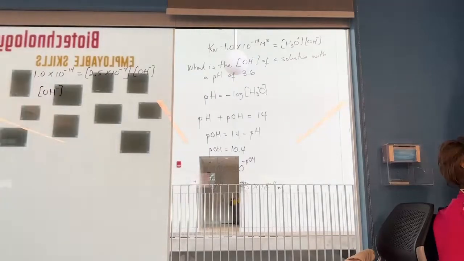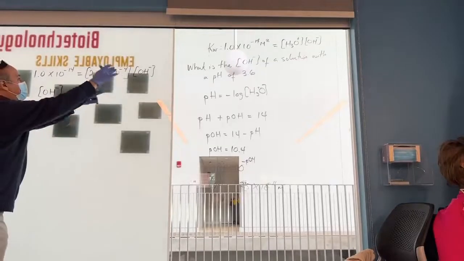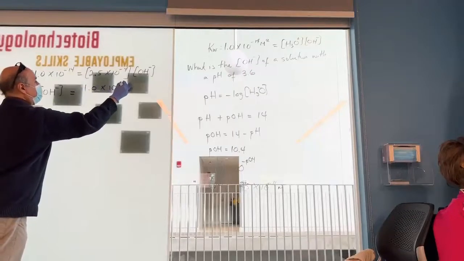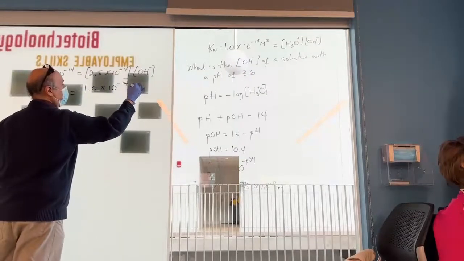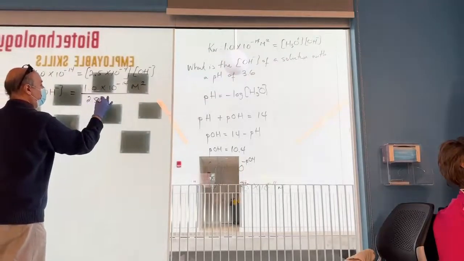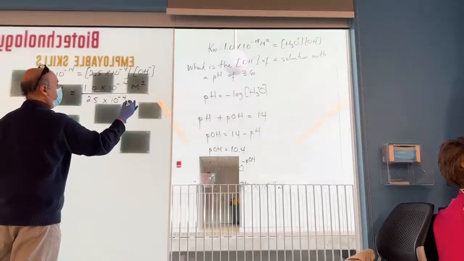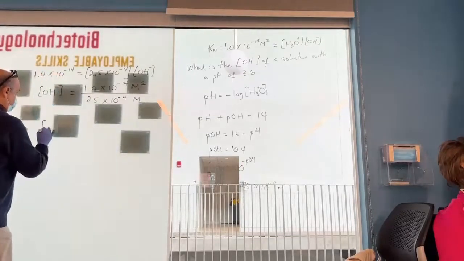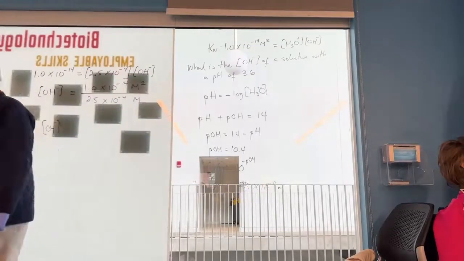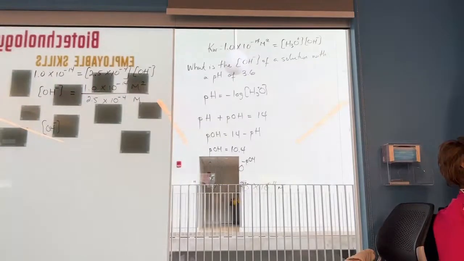Okay, so the concentration of OH, let's rearrange it, equals 1.0 times 10 to the negative 14. Actually, if I put the units, it's molar squared divided by 2.5 times 10 to the negative 4 molar, and that should give us, it better give us this number. If it doesn't give you that number, then we did something wrong, because this is the way to do it.